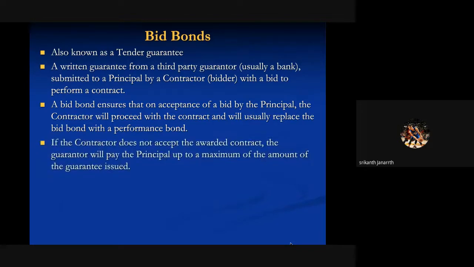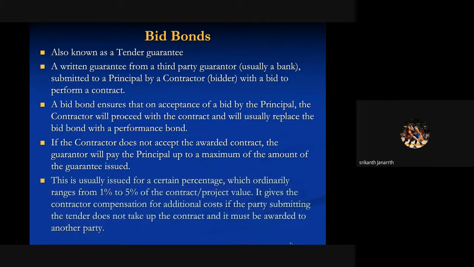Then, if the contractor does not accept the awarded contract, see what is happening. He has agreed to do the contract for $1 million, sorry, $100 million. Now he has to sign the contract, right? If he doesn't sign the contract, they will claim.